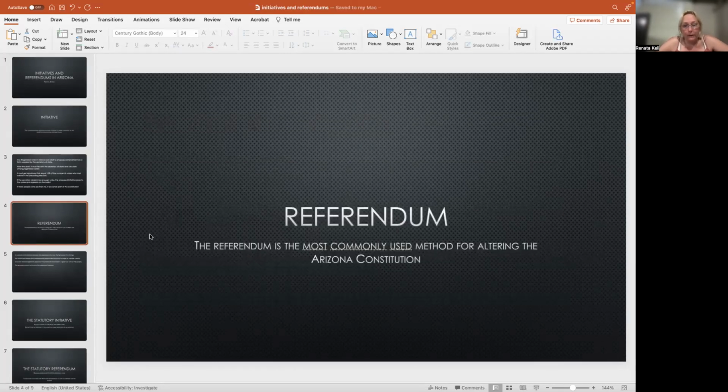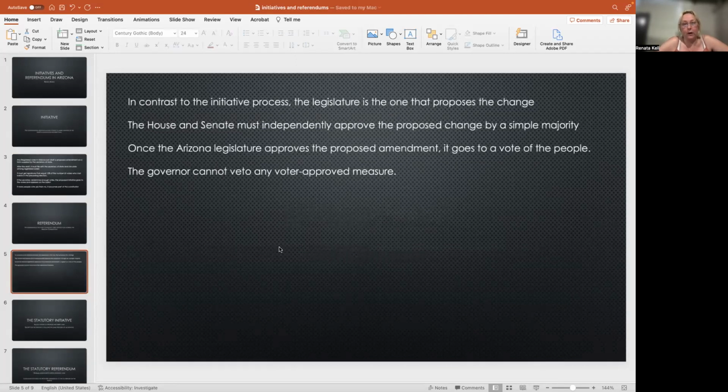The next one we'll talk about is a referendum. The referendum is the most commonly used method for altering the Arizona Constitution. In contrast to the initiative, the legislature is the one that brings the process forward. The House and Senate must independently approve the proposed change by a simple majority, which is different than our U.S. Constitution, which takes three-quarters of the houses of the legislature.